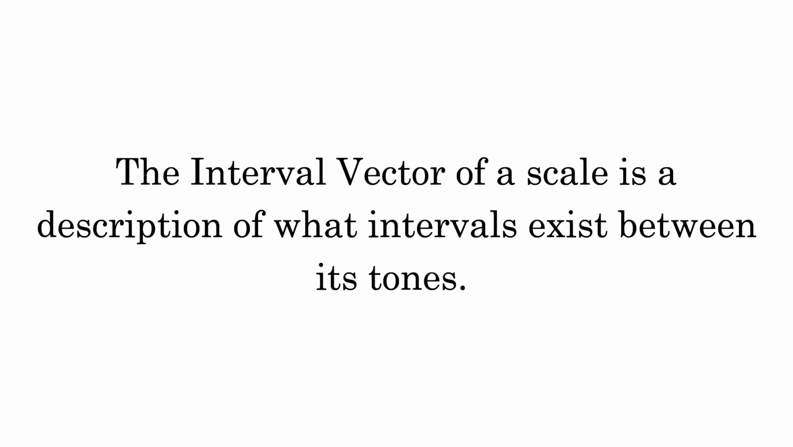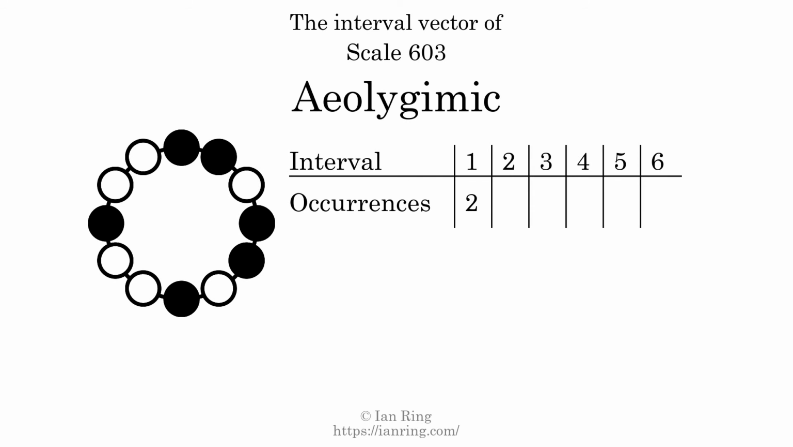The interval vector of a scale is a description of what intervals exist between its tones. There are 2 intervals with a size of 1 semitone. They are here and here. There are 2 intervals with a size of 2 semitones. They are here and here. There are 5 intervals with a size of 3 semitones. They are here, here, here, here, and here.